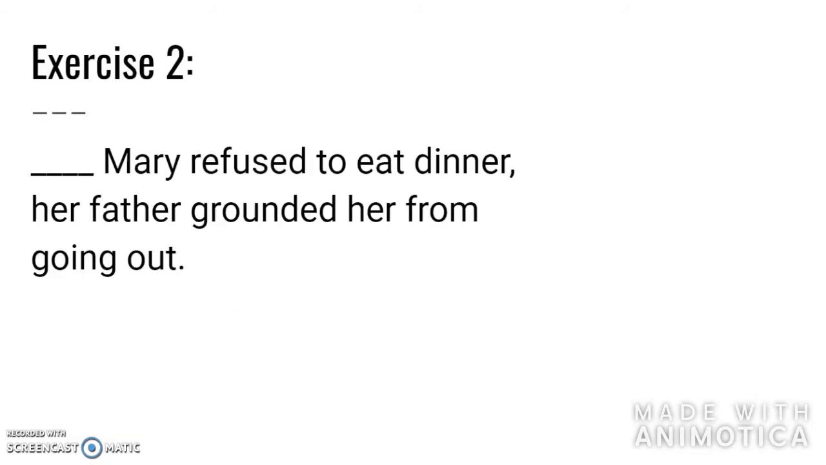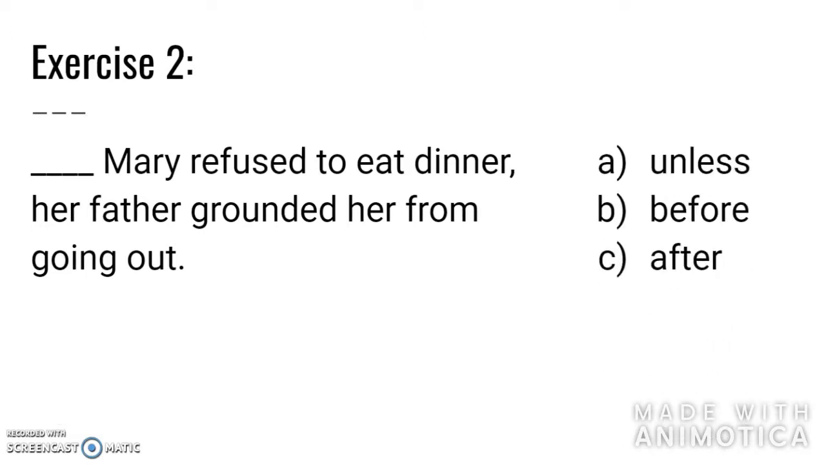Then we have exercise 2. Blank, Mary refused to eat dinner, her father grounded her from going out. The alternatives are unless, before, and after. In this case, the correct alternative is after, because here after means following the event.